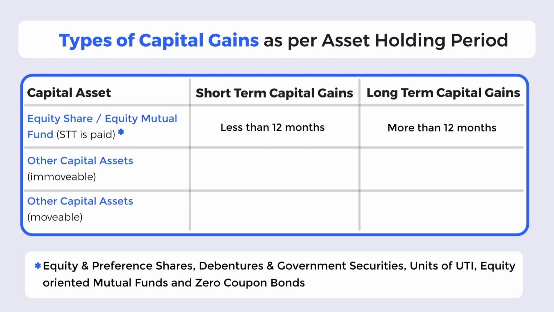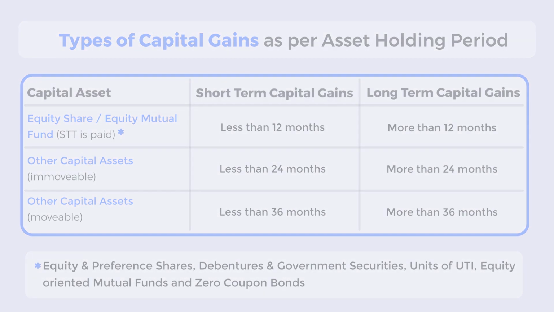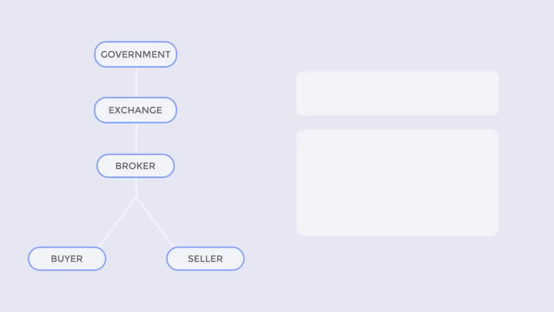In case STT is not paid, like in case of unlisted equity shares, debt mutual funds, etc., tax treatment will be the same as that of any other movable capital asset. The minimum holding period to qualify for long-term capital gains is 24 months for immovable assets and 36 months for other movable assets. Let's take a look at how to arrive at capital gains.